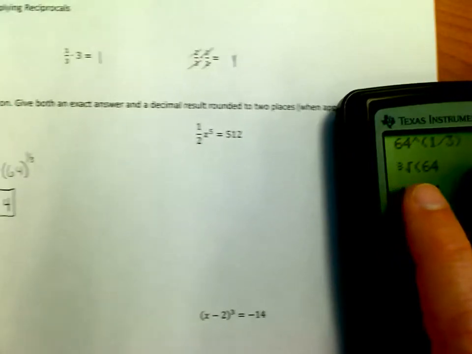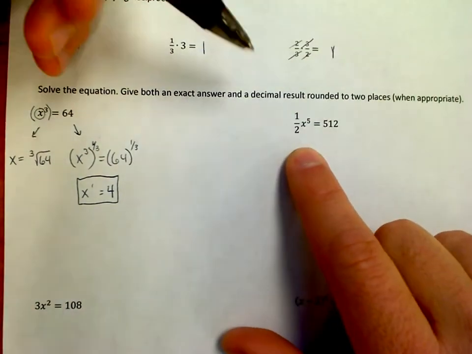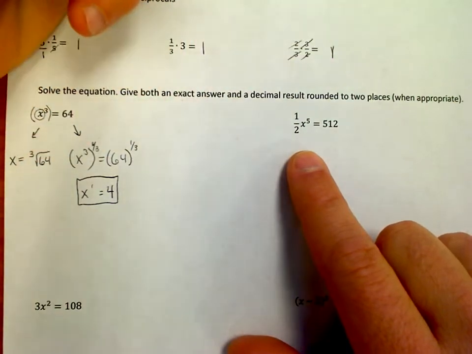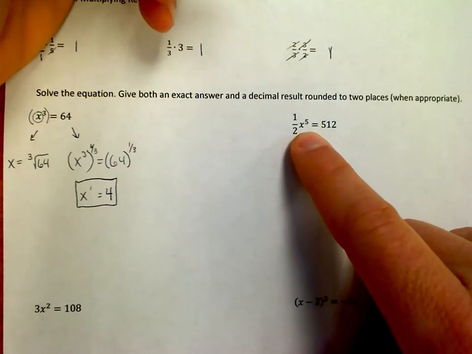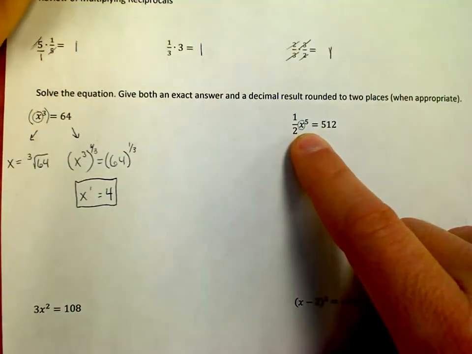Over here, the difference between the first problem and this problem is that right now it's not x to the 5th, it's 1/2 of x to the 5th. When I look at this problem, the first thing I want to determine is what is being raised to a power. The only thing being raised to the power is the x. The 1/2 is not being raised to the 5th power. It's just 1/2 times the x to the 5th.